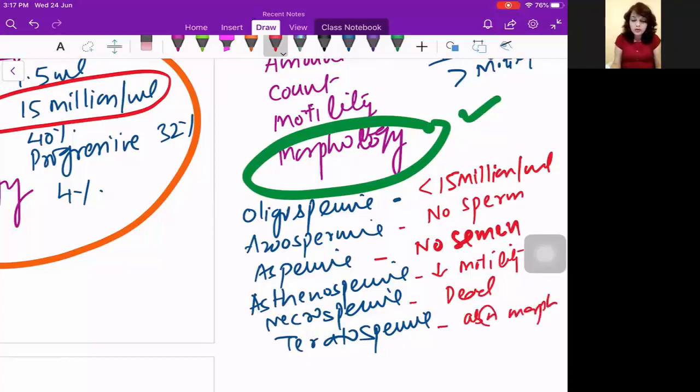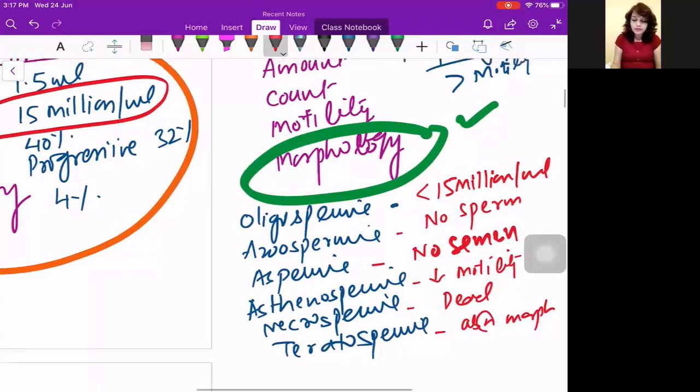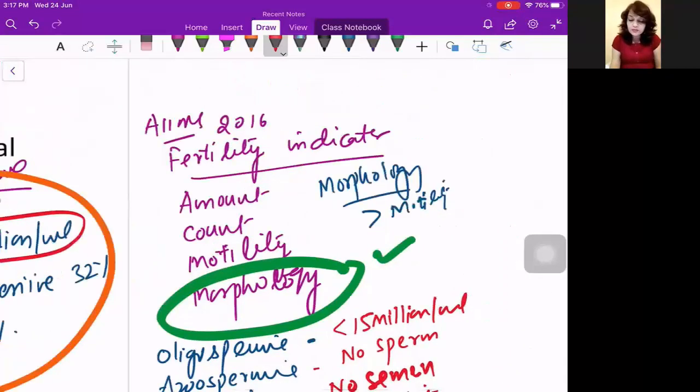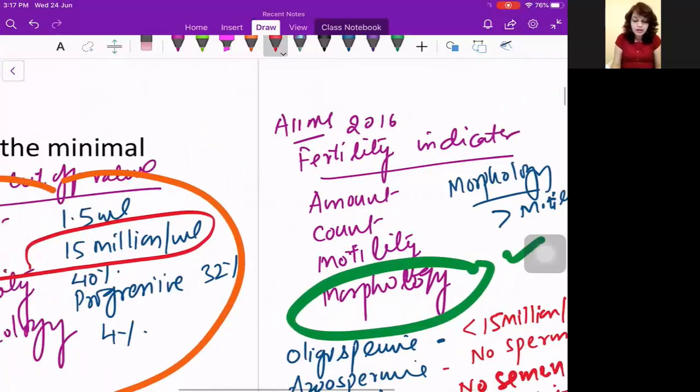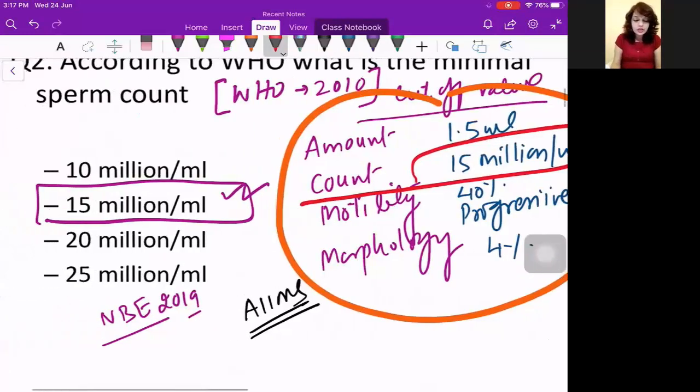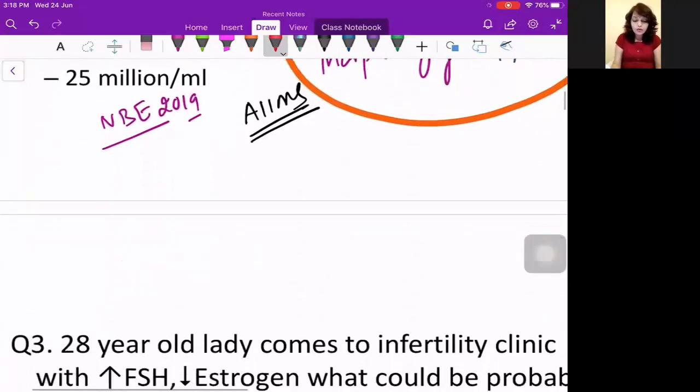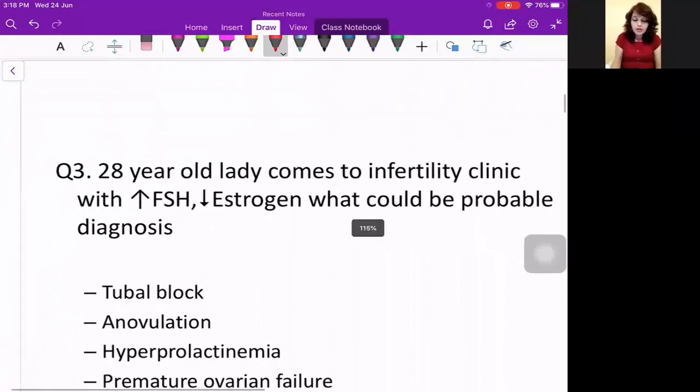Abnormal morphology, so structure of the sperm. Sperm has got a head, acrosomal cap, middle piece, and the tail. So the morphology of the sperm should be absolutely normal. So in this question, the answer was 15 million. Most important fertility indicator in the semen analysis is always the morphology of the sperms, which should be normal.